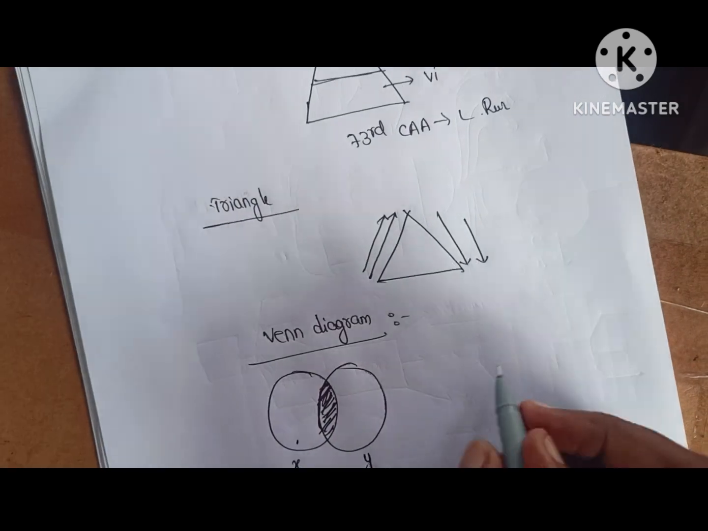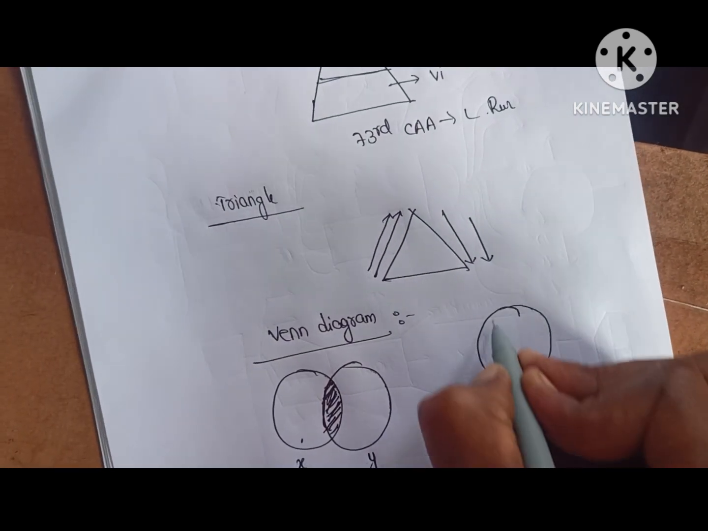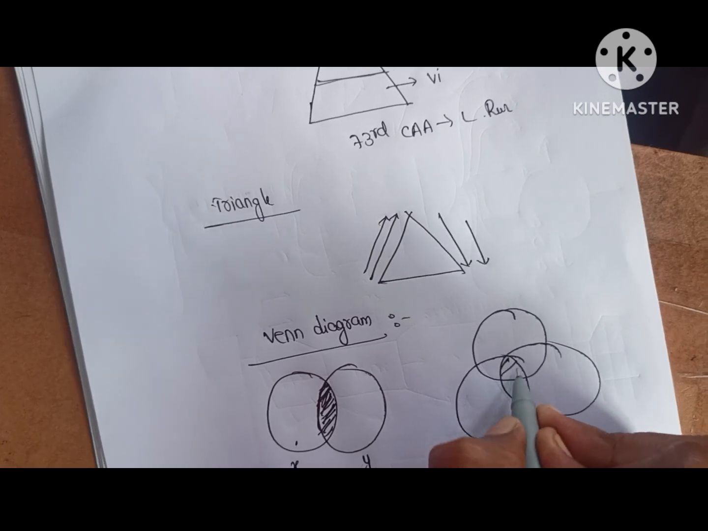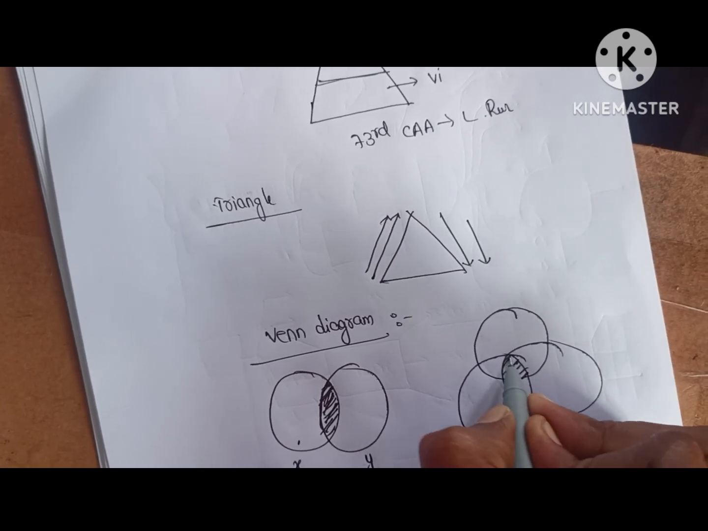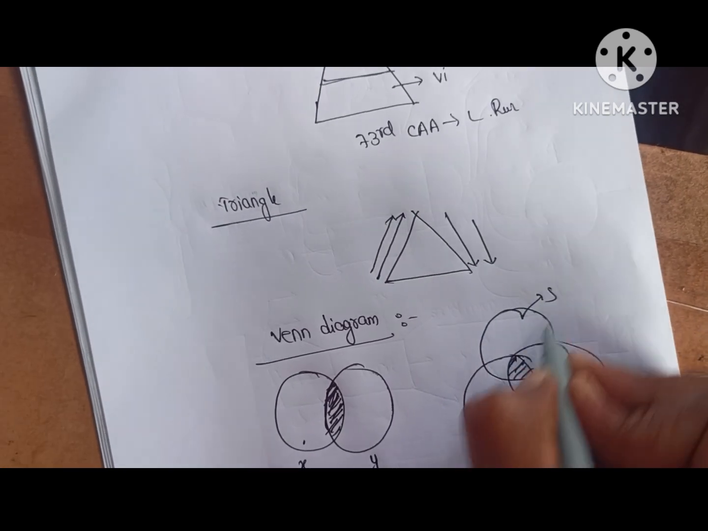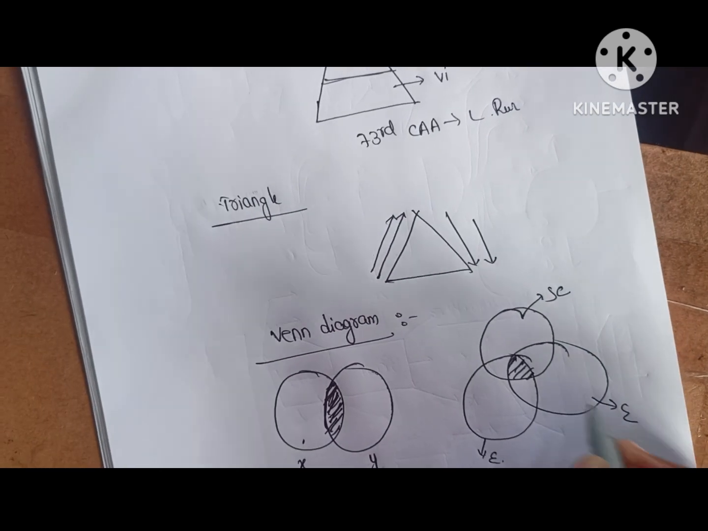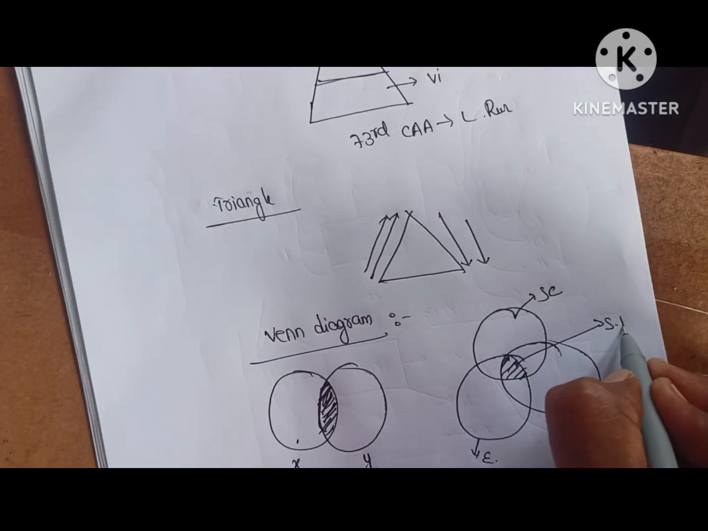Then you can draw this. For example, if there is a question on sustainable development, you can draw these intersections. This is called sustainable development, where it is social development, economic development, and environmental sustainability. This is called sustainable development.